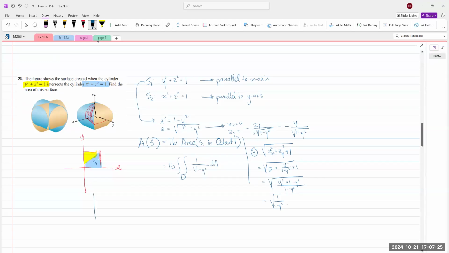Let's draw the domain D then. The domain D in this case is this guy here. This is 1. This is y equals x. So this is 16 times the integral from 0 to 1, integral from 0 to y, of 1 over the square root of 1 minus y squared dx dy.